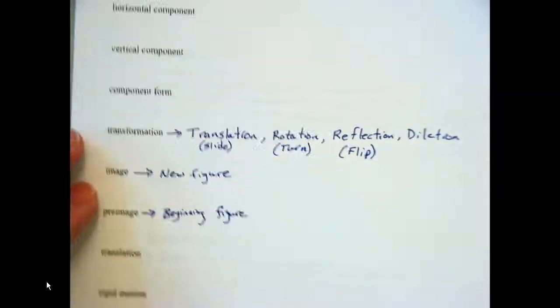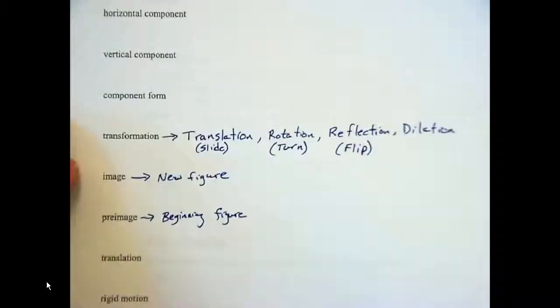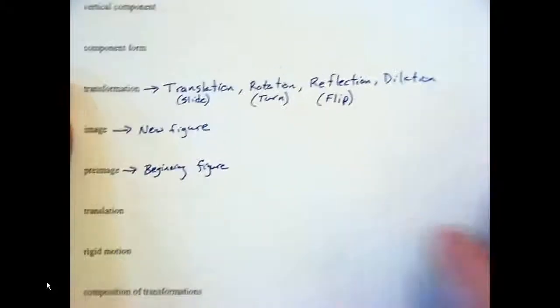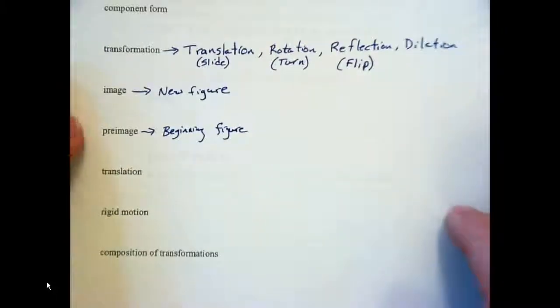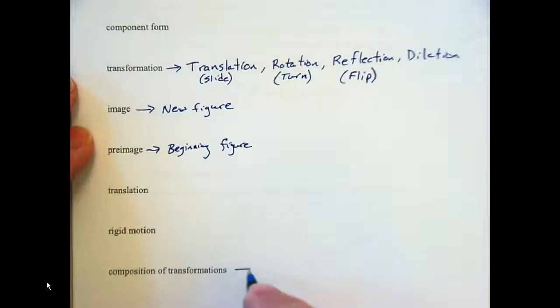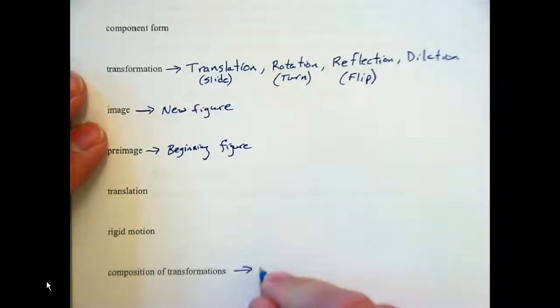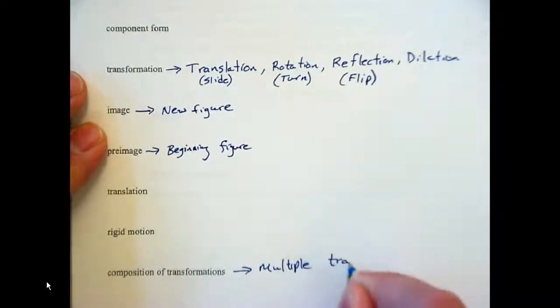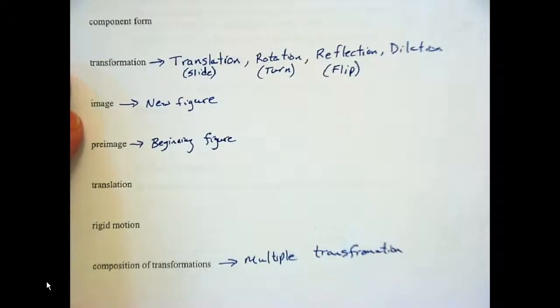And the last one I want to go through, and the rest of these you can figure out or fill out as we go, is a composition of transformations. That means multiple transformations. It means you're doing multiple things to it. So maybe you're sliding it and then reflecting it. An example would be a glide reflection. It's where you slide and then reflect.